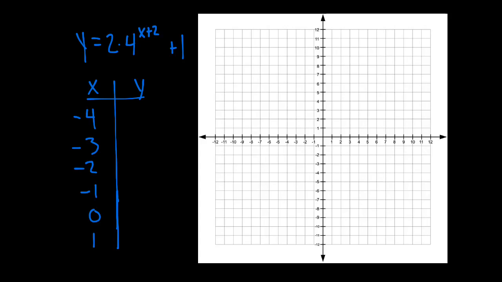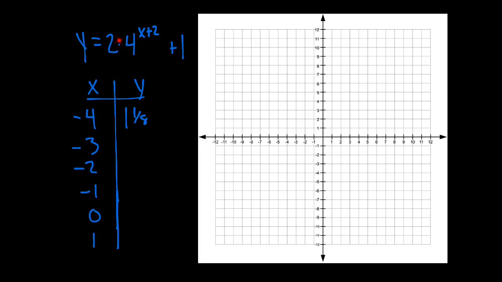Let's start with -4. So I'm just going to talk through these. You might need to write them down on paper or plug them into a calculator to help you out. Hopefully we can get through these without making mistakes. But if we plug in -4, then in our exponent, -4 plus 2 is a -2. 4 to the -2 is going to be 1 over 16. Multiply that by 2, and that's 1/8. So plus 1 would be 1 and 1/8.